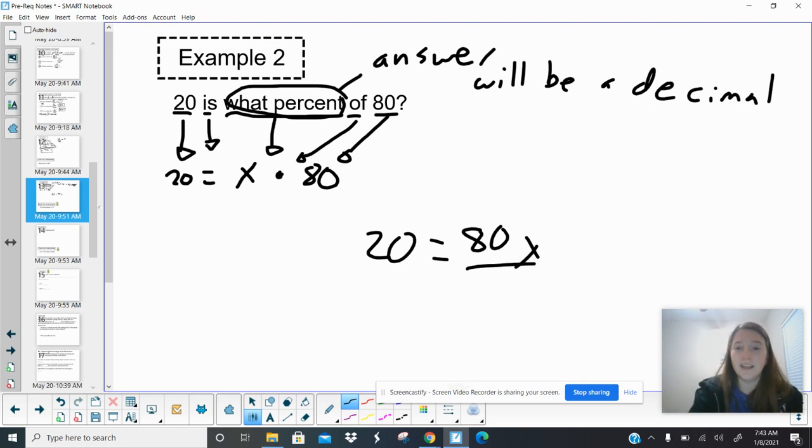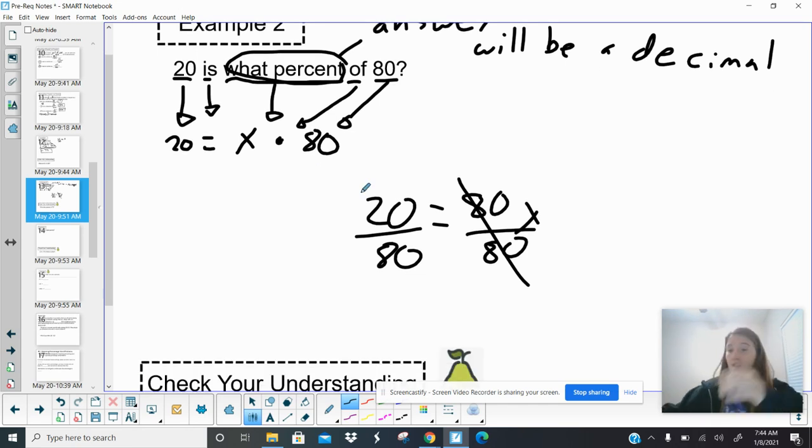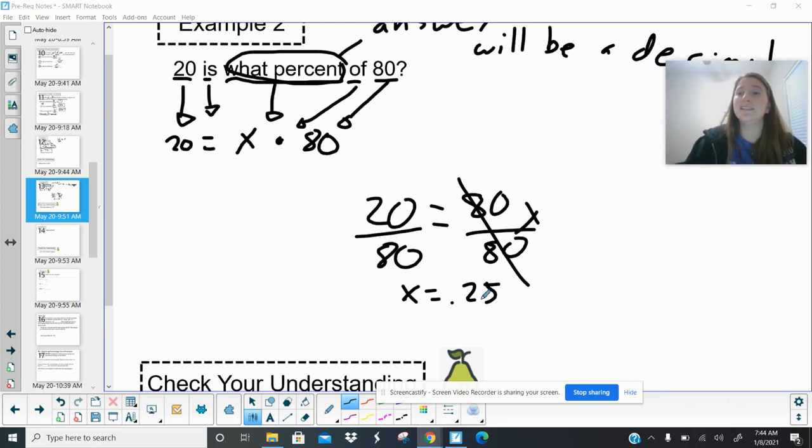Okay, so we should be dividing by 80, right? If this is 80 times x, divide to get it taken away here. So in my calculator, I am doing 20 divided by 80. So I get that x equals 0.25. Now to clear this up real quick, this is the decimal version of our percent. I will go ahead and allow you to leave it like this.